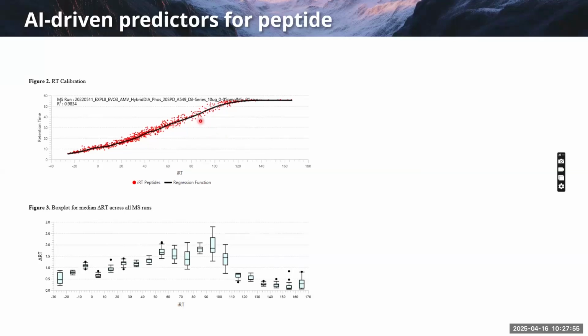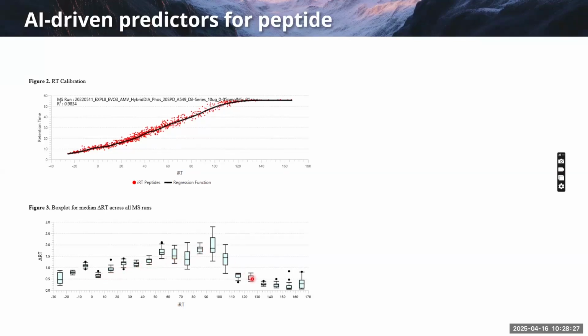So in the result, usually you will see the RT regression line. And we also give you different figures at different levels. Here is the sample level. We tell you what the regression line looks like for this sample. And we also show, for this sample in different ranges, what the delta RT looks like. Here is the start of the gradient, so it's closer.